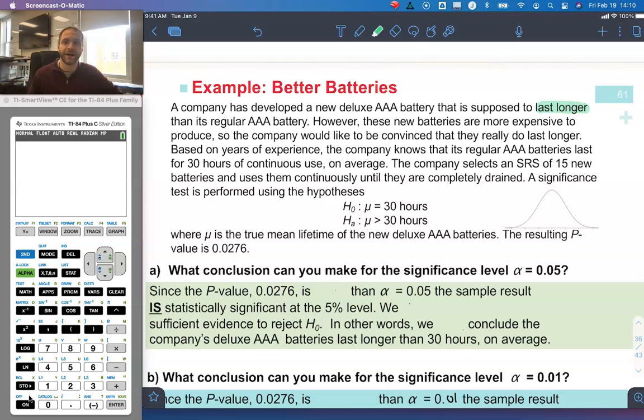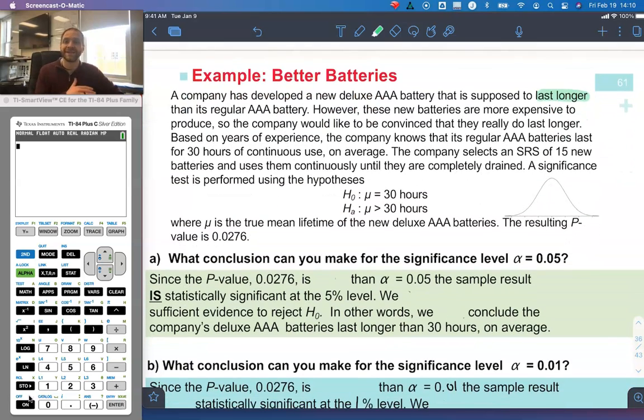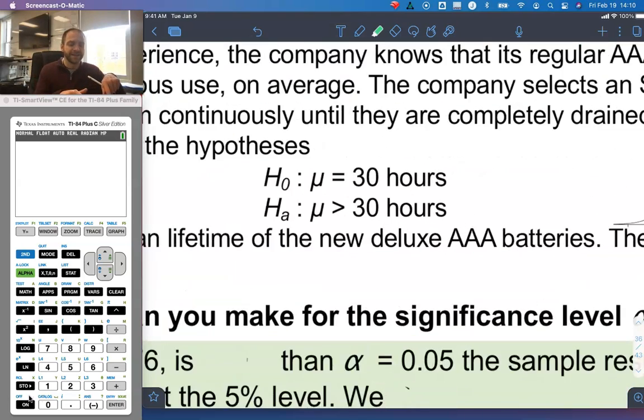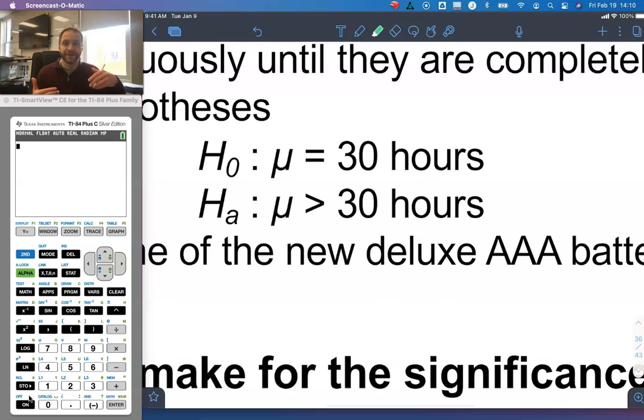I'm going to finish reading the prompt here. So they want to be convinced, because it costs more to make these new deluxe AAA batteries, that the lifespan of these batteries is for sure longer. So what they do is collect a simple random sample of 15, and they run them continuously until the battery is drained, and they do a significance test. And here's the significance test. The null hypothesis is what their previous version was.